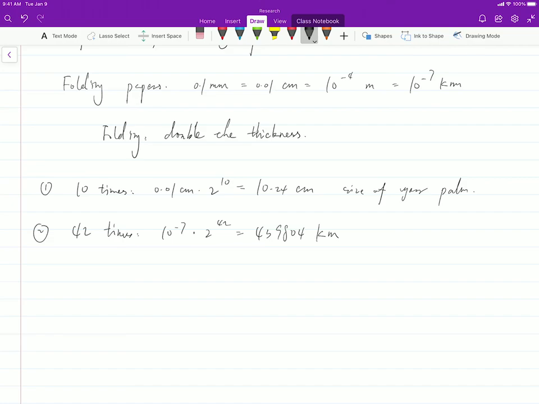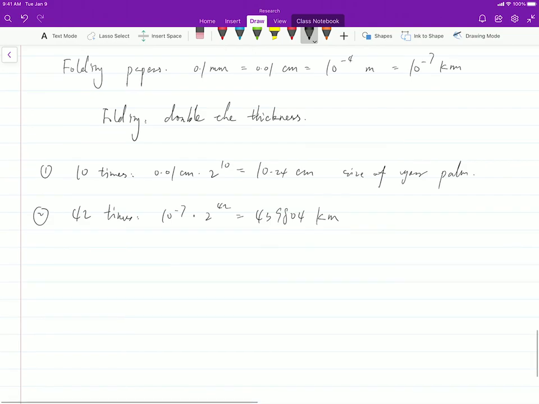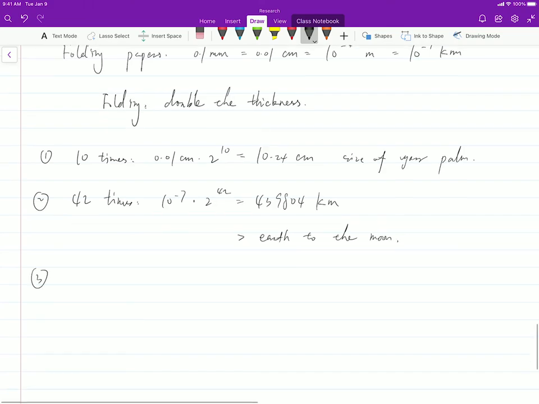The distance from the Earth to the Moon. Where is it? Is this much in miles? Is this much in kilometers? So if you fold it 42 times, this is already bigger than the distance from the Earth to the Moon. Okay. If you do it for 9 more times.